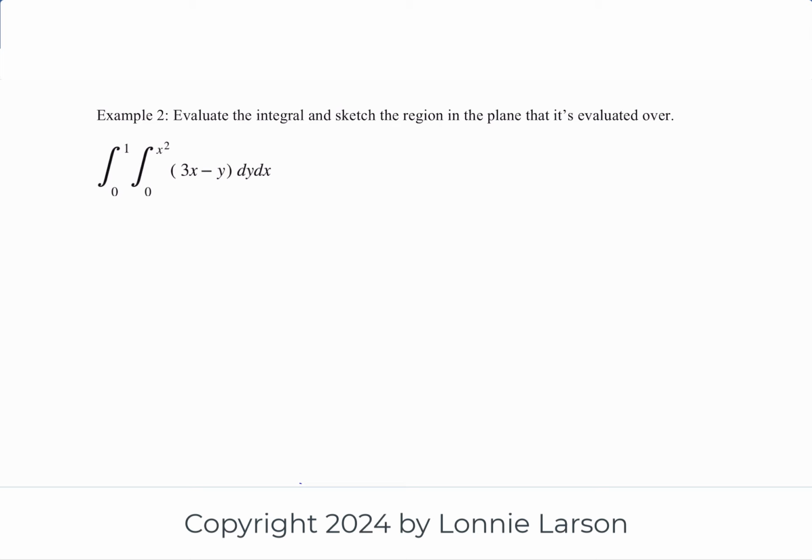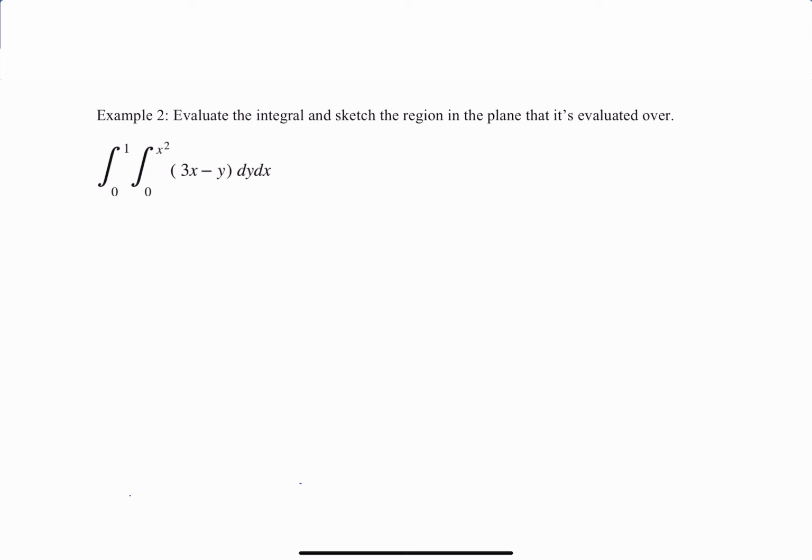Welcome back. Let's try another example. This time we're integrating first with respect to y, so x will be treated like a constant. Starting out, I'll have the integral from 0 to 1, and now I'm going to evaluate the inner integral.